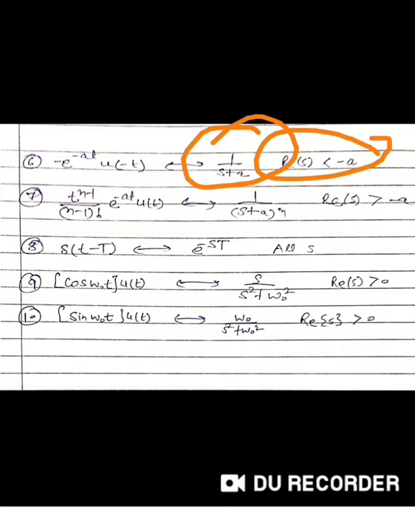So these are some of the Laplace transform pairs, like cos omega naught t. If we multiply cos omega naught t into a signal u(t), then the Laplace transform will be given accordingly. So we must learn all these Laplace transforms of basic signals, because these signals will be used in the numericals which come in MDU semester examinations. Okay, thank you students.